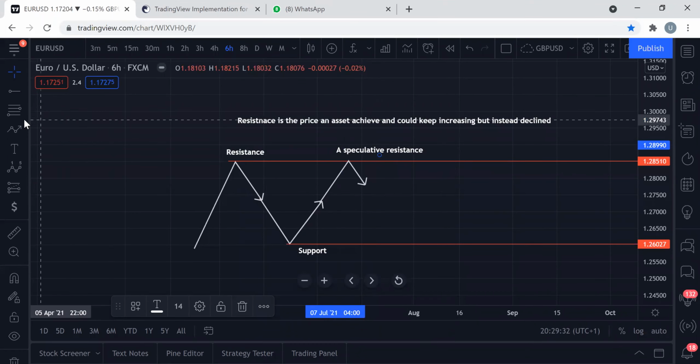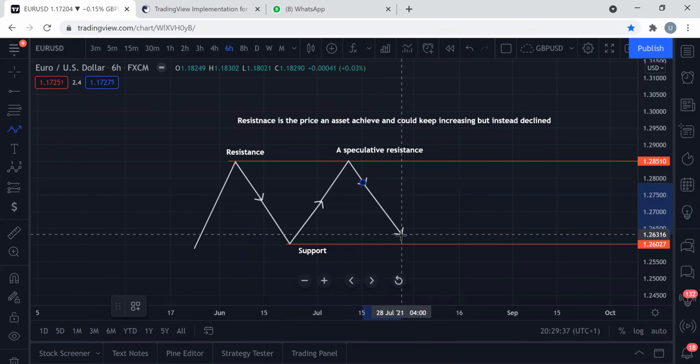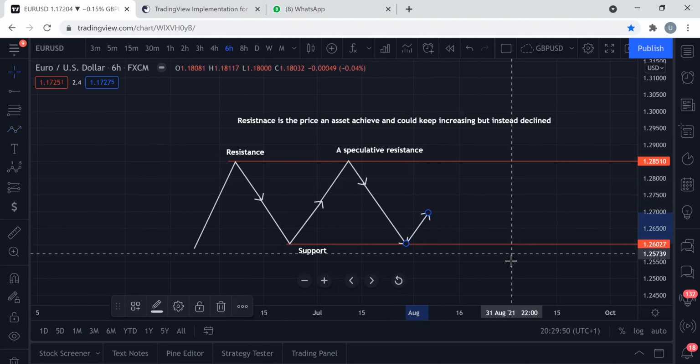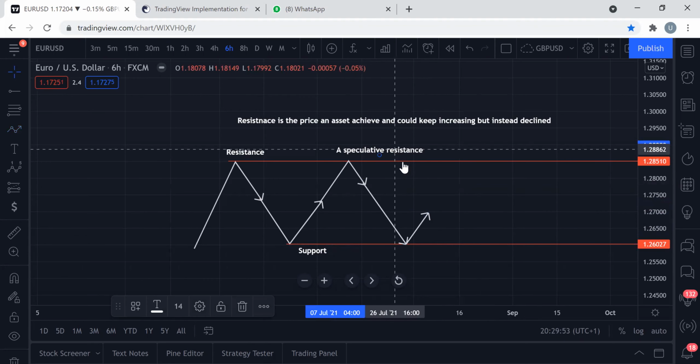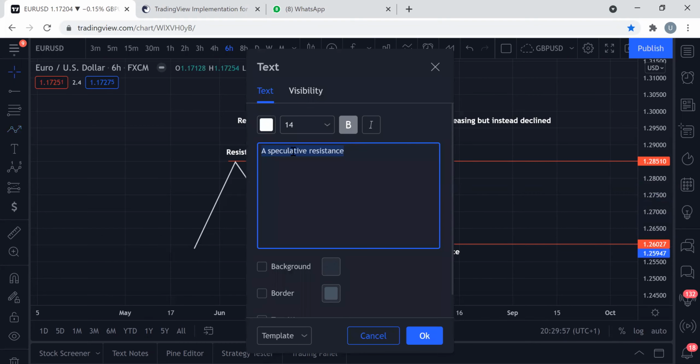Now, just follow me. Let's assume price begins to go down again and gets to the exact level we got to the other time and reverses, and it gets there again and does something like this, and something like this. So we can now call this place also a speculative support.